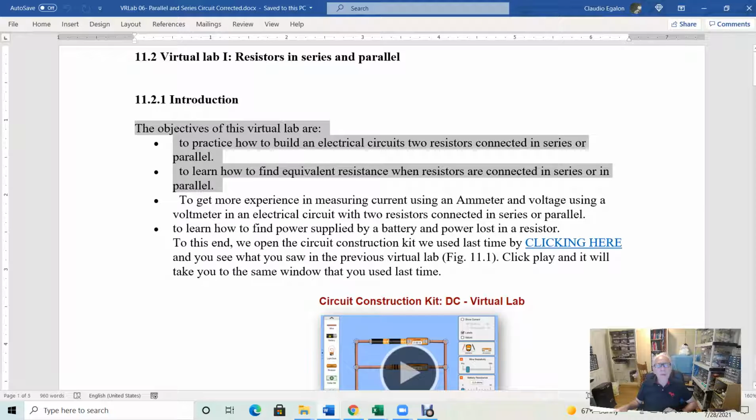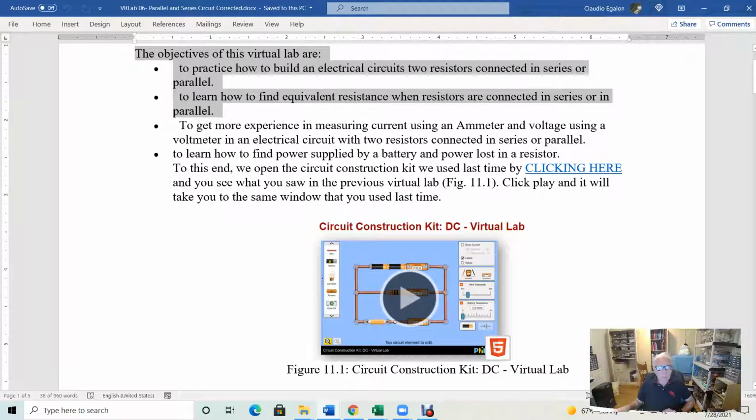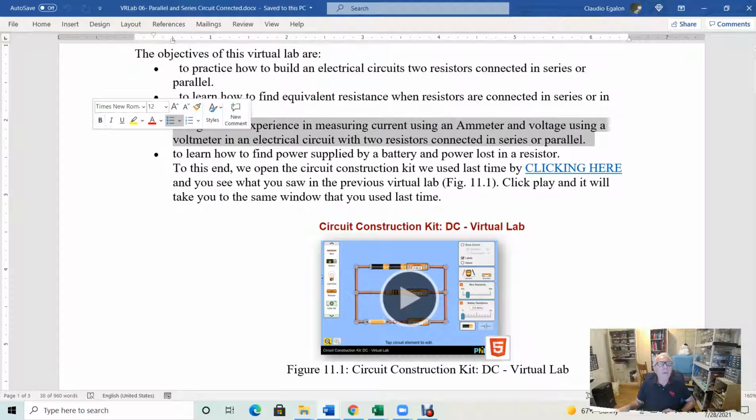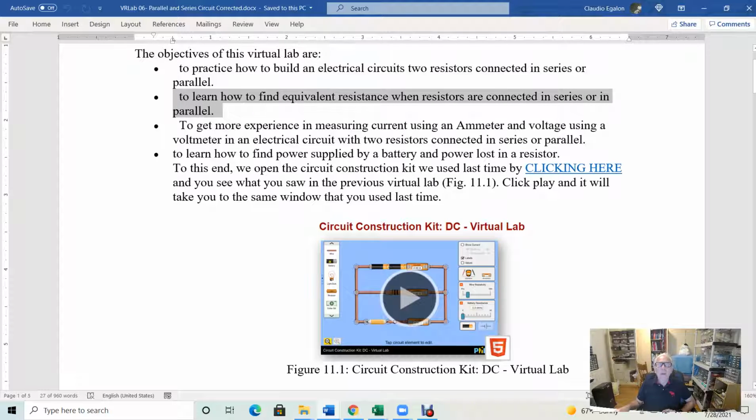What we did before, we connected just a single resistor to your circuit. But now we are going to combine different resistors in the circuit, both in series and parallel. We're going to get more experience measuring current and voltage, and learn how to find power supplied by the battery and power loss in a resistor. We're going to cover that in more detail also in our lecture.